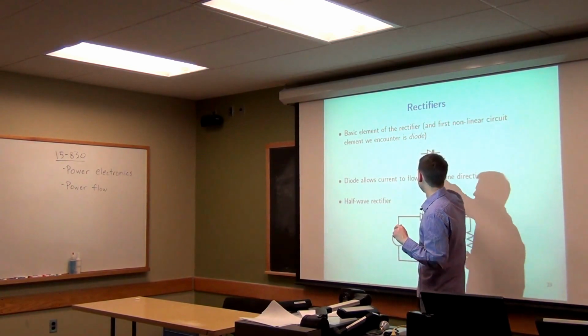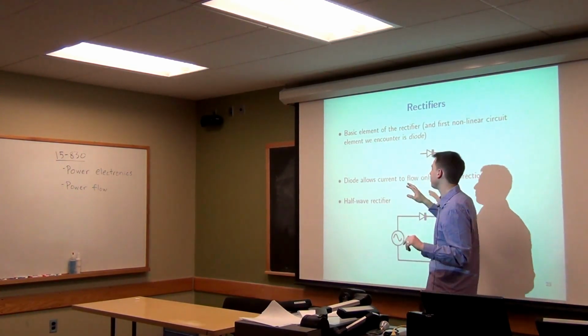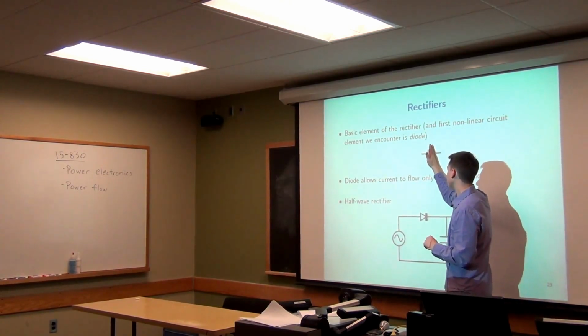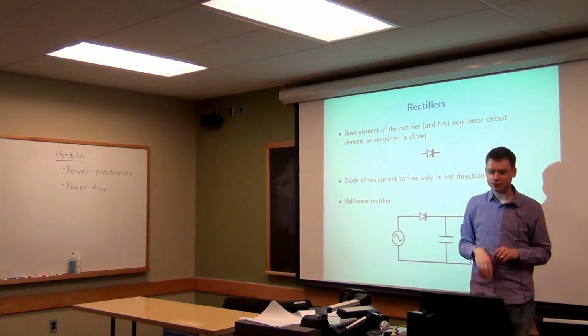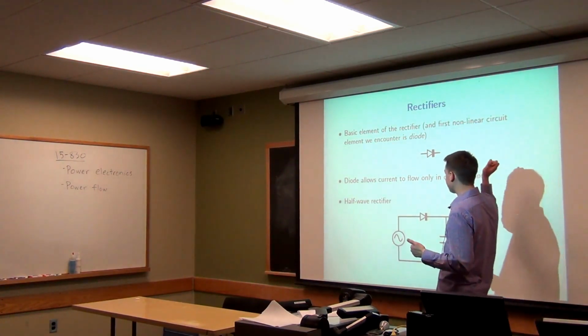So current can only flow this direction. It can't flow back. And then the little symbol we use to denote that is an arrow with a little bar after it. So again, current can flow this way, but it can't flow that way.